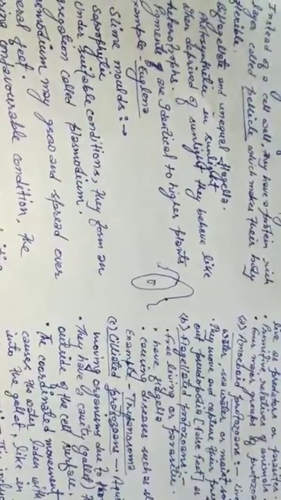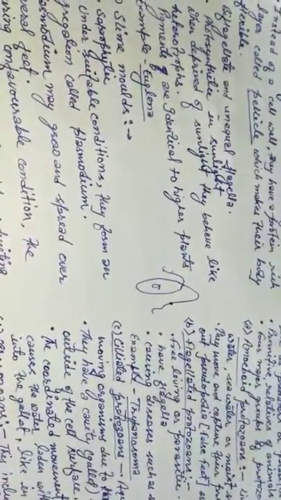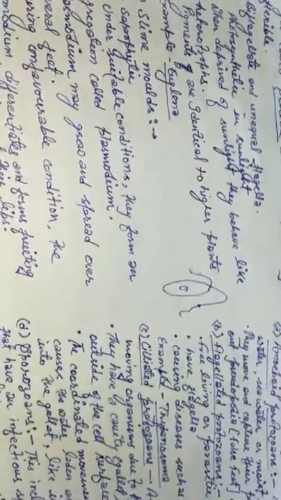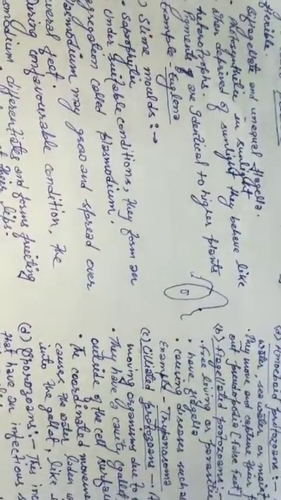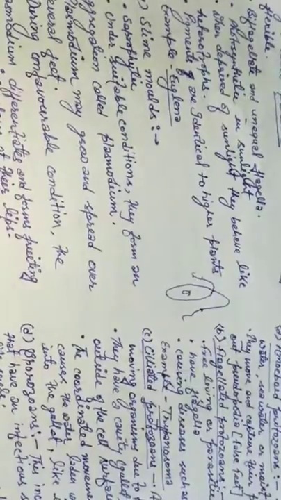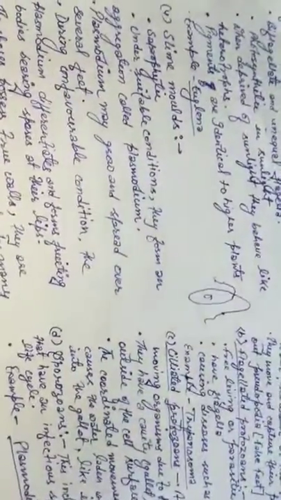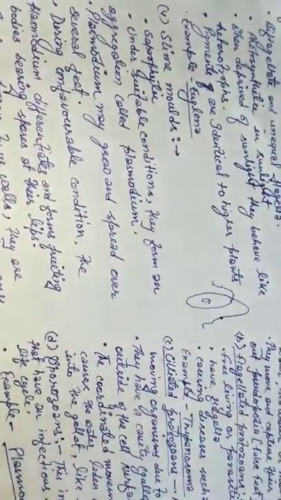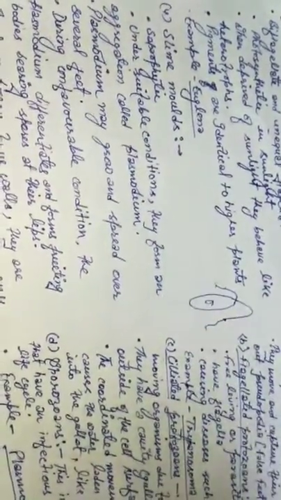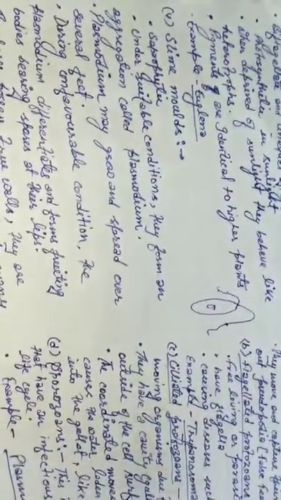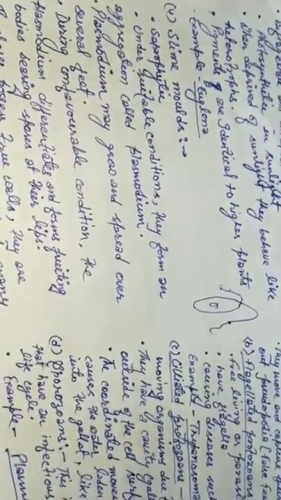Under suitable conditions, they form an aggregation called plasmodium. A mass is there which is known as plasmodium, and the plasmodium may grow and spread over several feet. This plasmodium keeps accumulating and becomes very big. During favorable conditions the plasmodium forms, and during unfavorable conditions the plasmodium differentiates and forms fruiting bodies bearing spores at their tips.